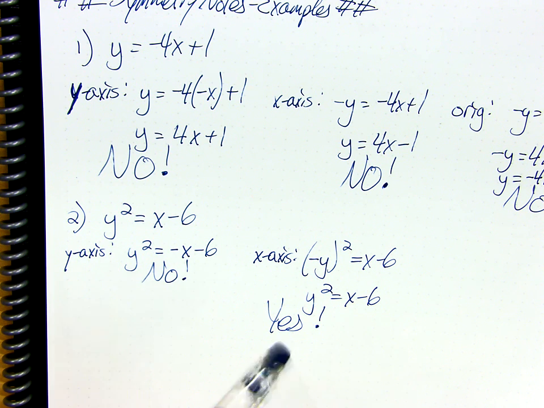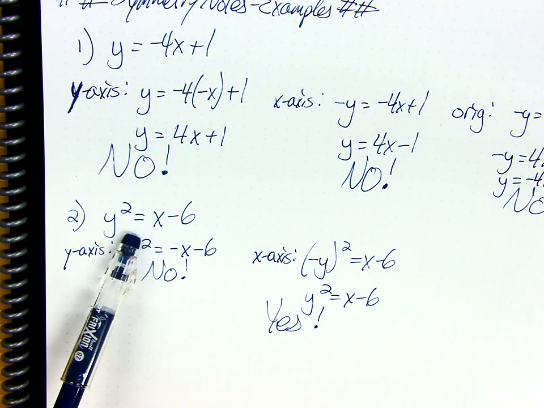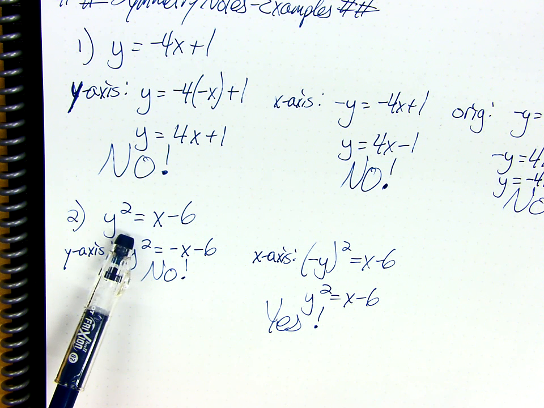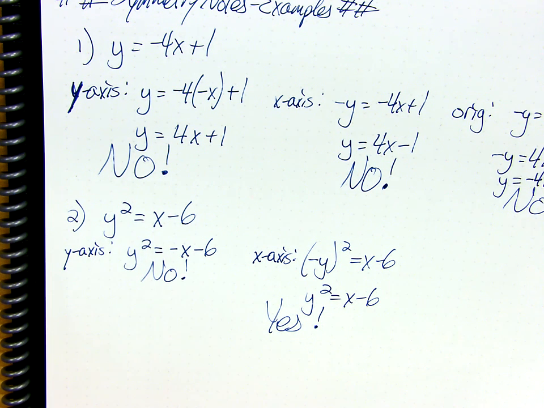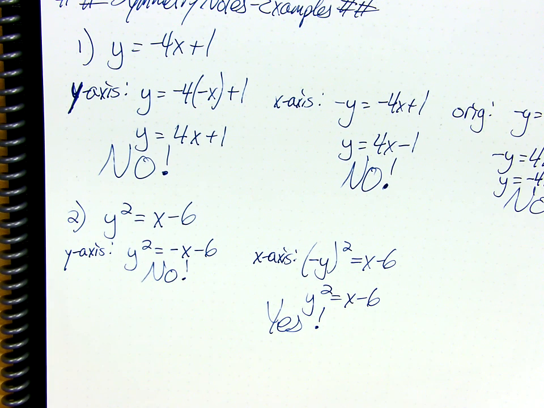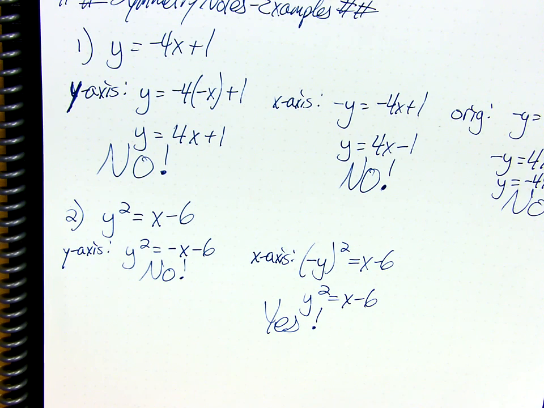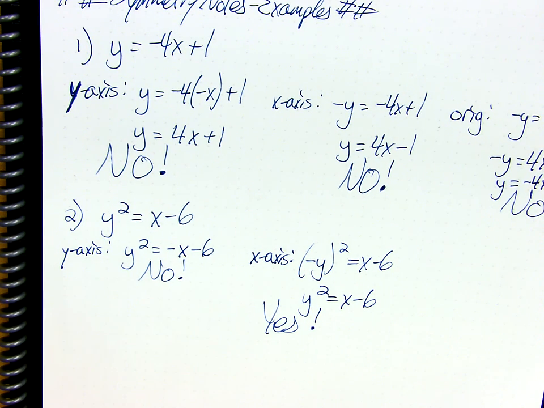By the way, does anybody know the shape of this graph? If you had to guess, what might it look like? It's a parabola on its side, exactly. It's like instead of a U, now it's a C. Isn't that neat? So if you have y squared, it's a sideways parabola.